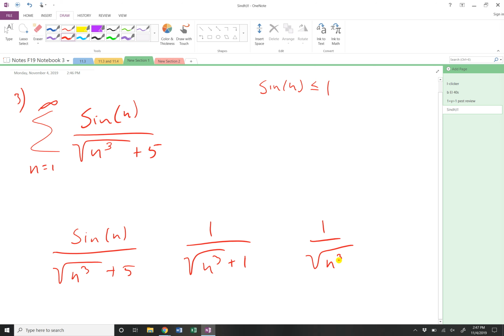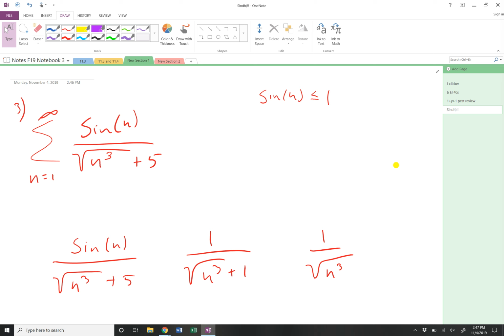All right. So, what's the most dominant term in this entire expression? This thing. That's going to go to infinity. Here we've got a constant. Here we've got something, this numerator is bounded by 1. Okay? So we're going to use that.